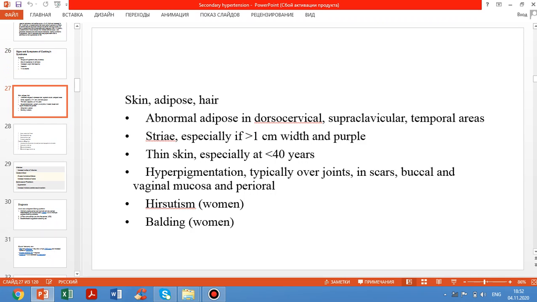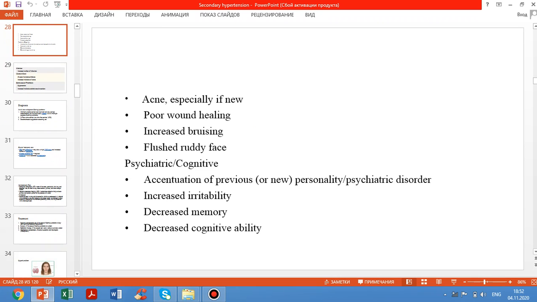Hyperpigmentation, typically over joints, in scars, buccal and vaginal mucosa, and perioral. Hirsutism and balding in women. Acne, especially if new. Poor wound healing. Increased bruising. Flushed red face.